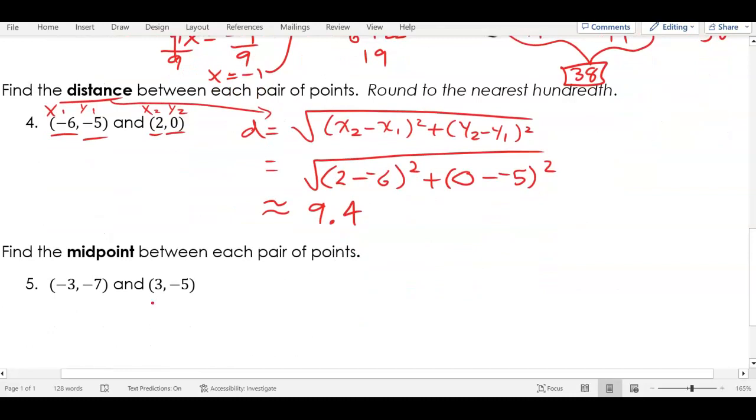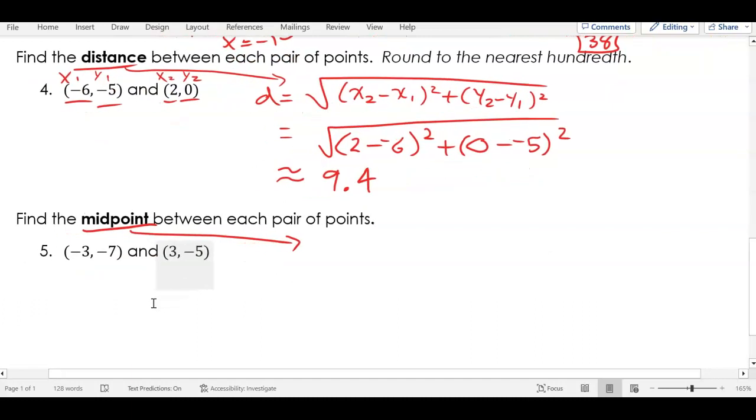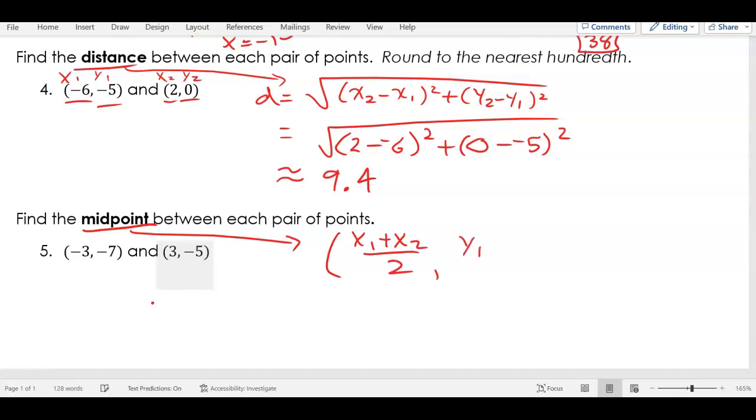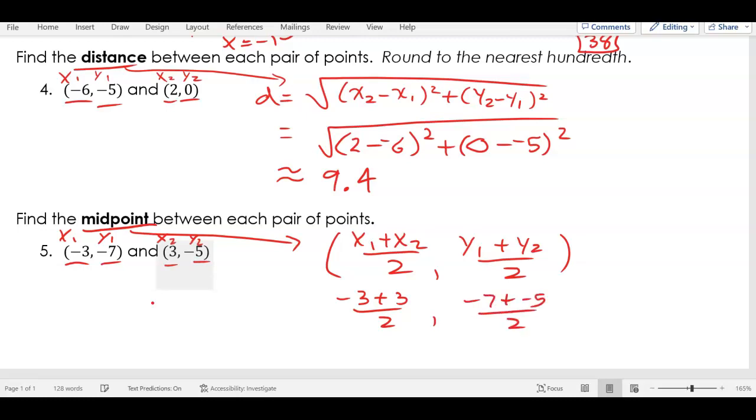And the last one is for the midpoint formula. Okay, so for midpoint, that's when you do x1 plus x2 divided by 2, y1 plus y2 divided by 2. So remember, x1, y1, x2, y2. So first add up your x's, negative 3 plus 3 divided by 2. And then add up your y's, negative 7 plus negative 5 divided by 2.